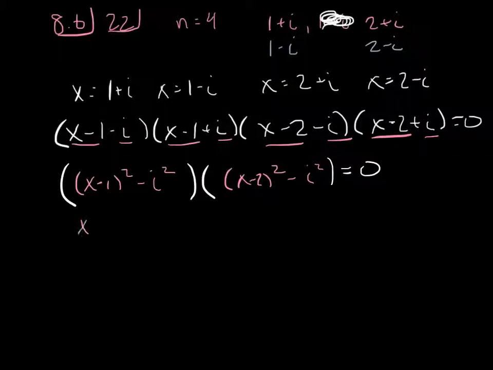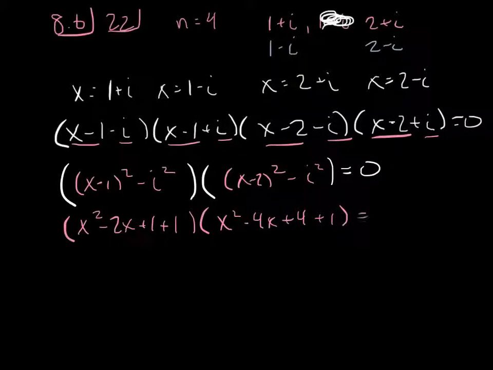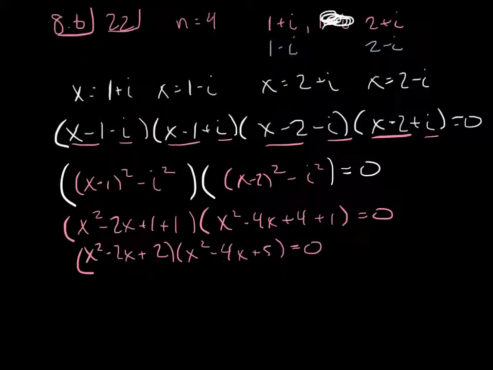Okay, so that's x squared minus 2x plus 1 minus a negative 1 or plus 1. That's x squared minus 4x plus 4 plus 1 is equal to 0. Alright, so x squared minus 2x plus 2, x squared minus 4x plus 5 is equal to 0. Alright, so let's go from there. We got to FOIL this out.